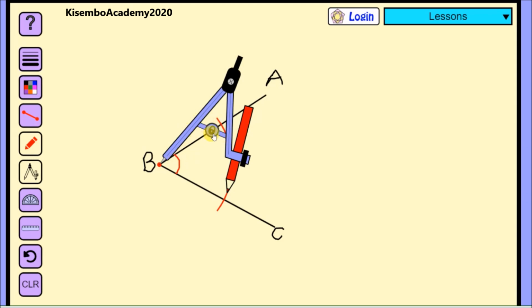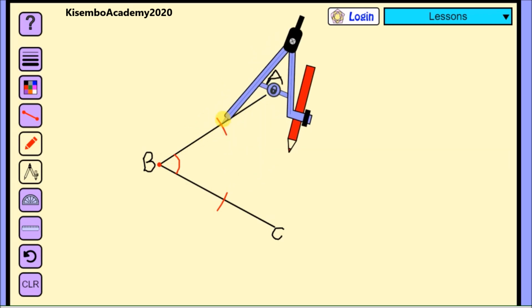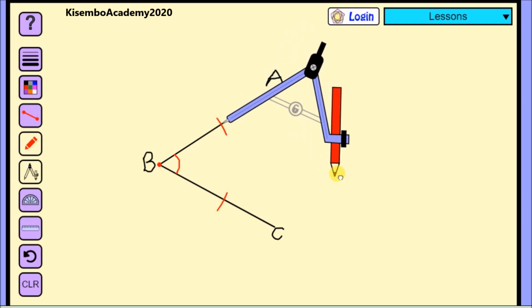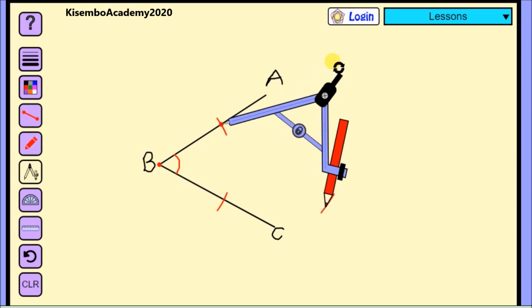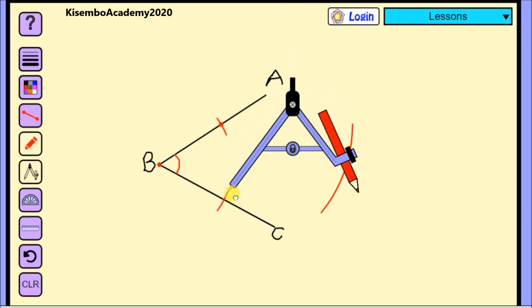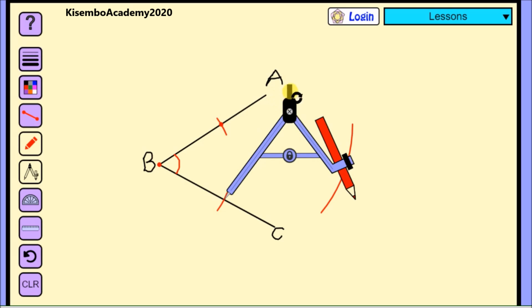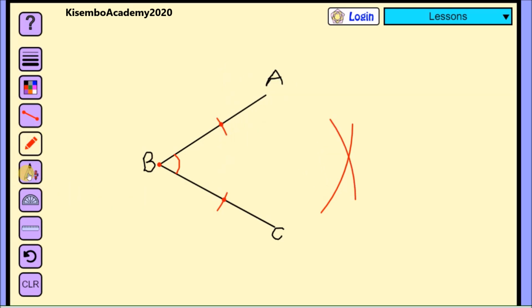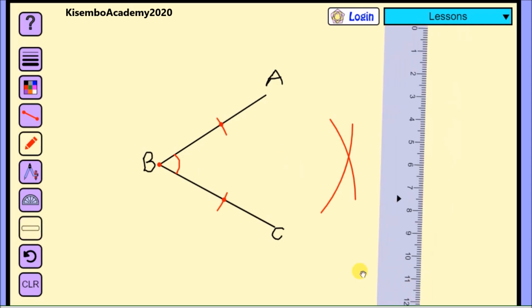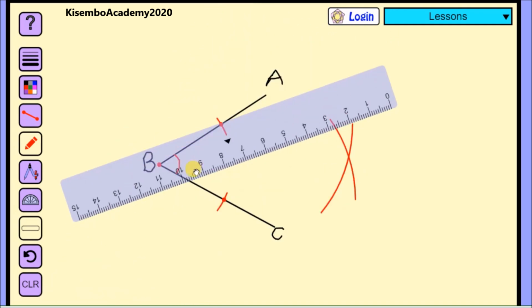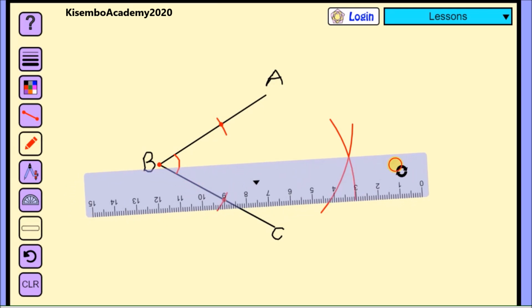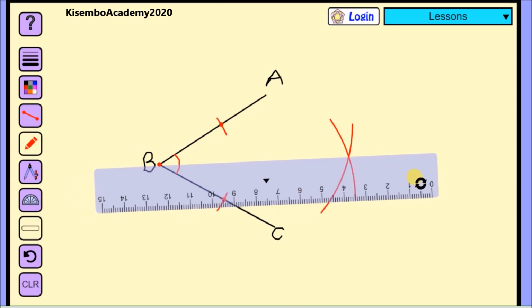Then afterwards, we are going to shift our compass needle and point it at one of the arcs. Stretch the compass a little bit. When you stretch it, make sure that the compass is fixed at that new length you have stretched it to. Draw an arc. Shift the compass needle to the other point, and draw another arc. Then again, we shall get our ruler and we shall draw the line connecting point B to where the arcs meet. After doing that, we have bisected the angle ABC.